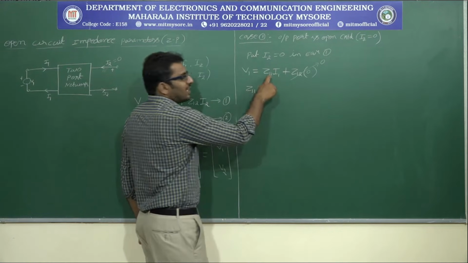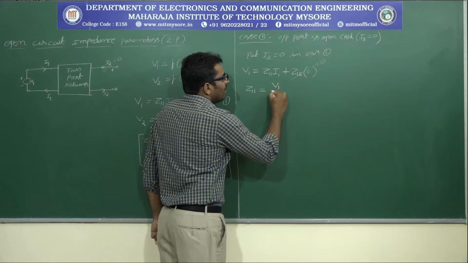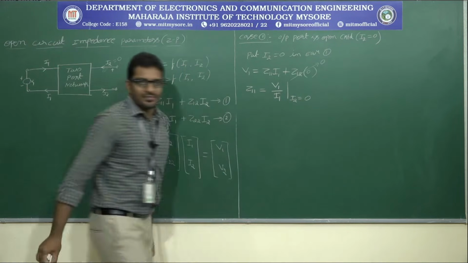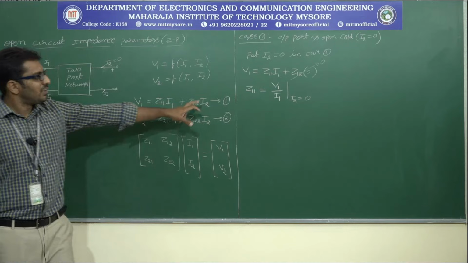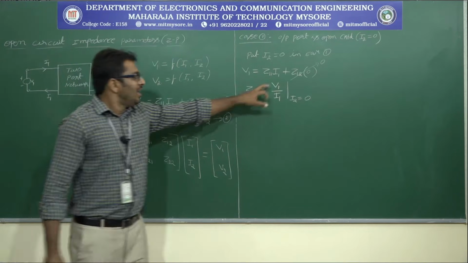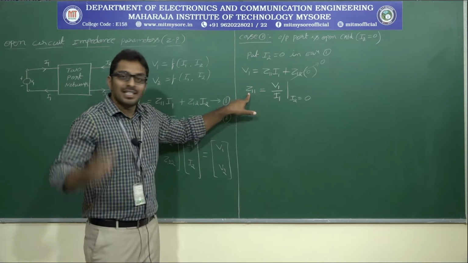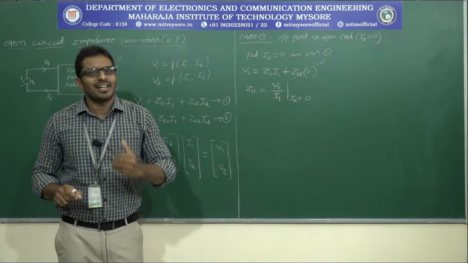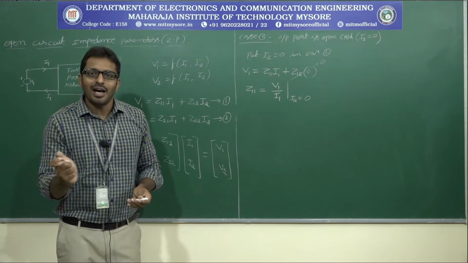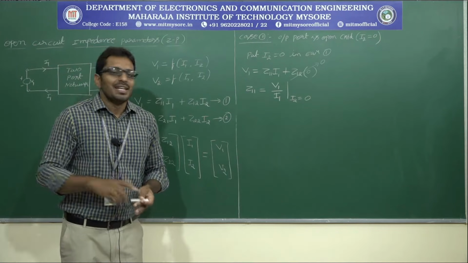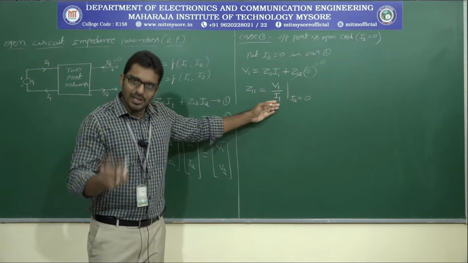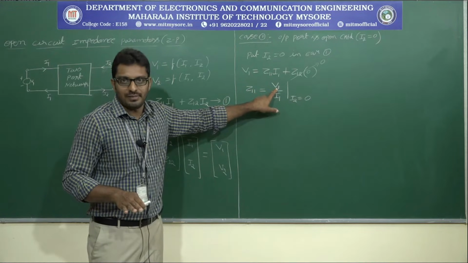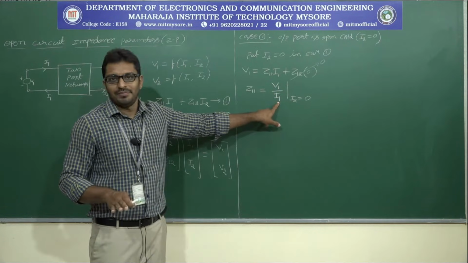Z11 is equal to V1 by I1 at I2 equal to 0. So, you got the expression for Z11. What is Z11? V1 by I1. See, what is impedance? Impedance is the ratio of voltage and current. It is just like a resistance. By Ohm's law, V is equal to I into R. What is R? R is equal to V by I. Similarly, Z is equal to V by I only. But this first one indicates the voltage prefix V1. Next one, I1. Is that clear?